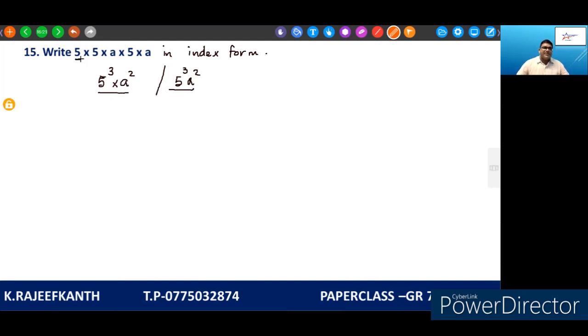Right? There are 3 5s, so 5 to the power 3. 8 times a, then 2 second power, then a to the power 2.